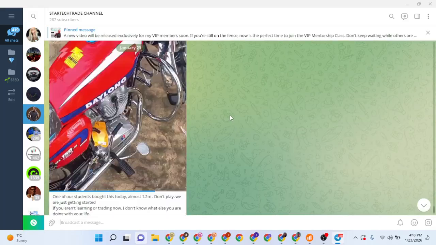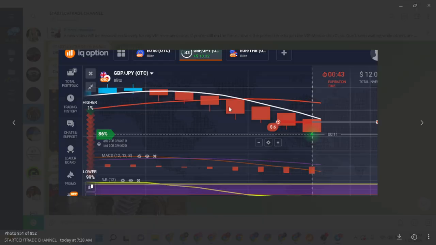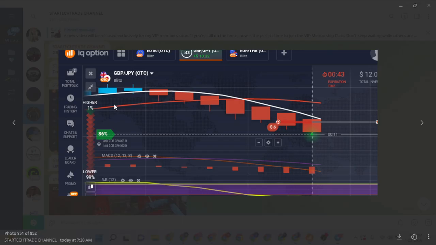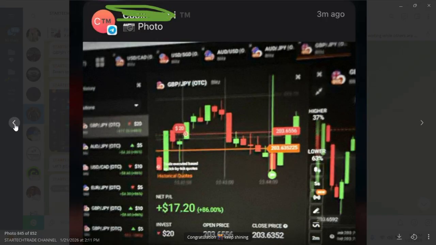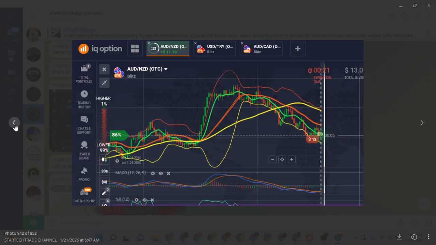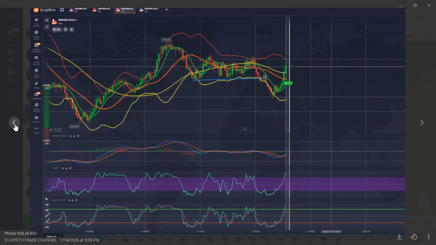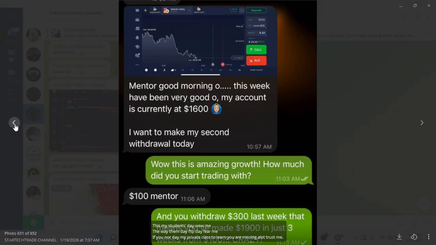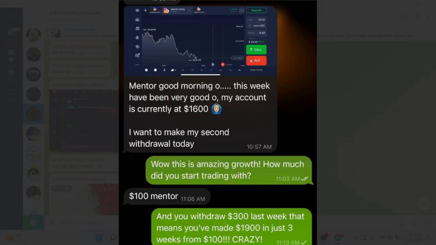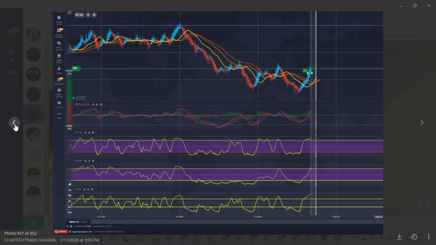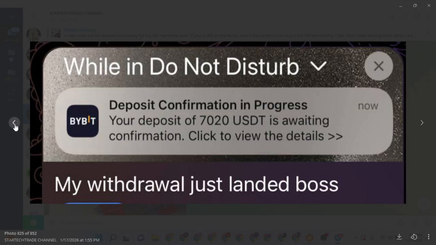So guys, we've been making consistent profit daily, day by day, every time. You can see someone turn $100 into $1,600. You can see all the profit being made. Some withdraw $7,000.